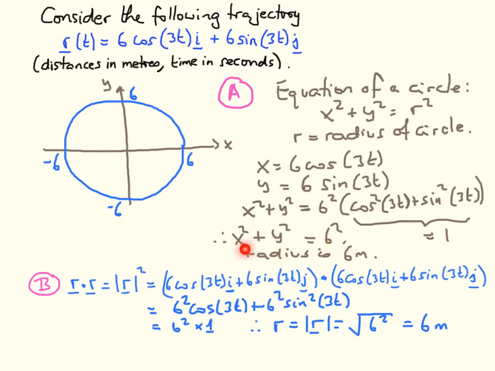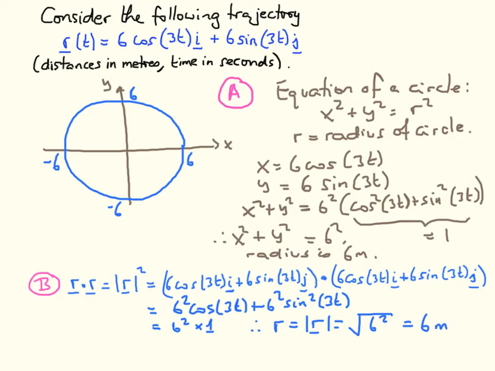This means it's independent of time, and it is indeed following a circle, and the radius is 6 meters because this side is 6 squared. That's a length squared, that's a length squared, and the radius is 6 meters. So that's the circle that our particle is going around.